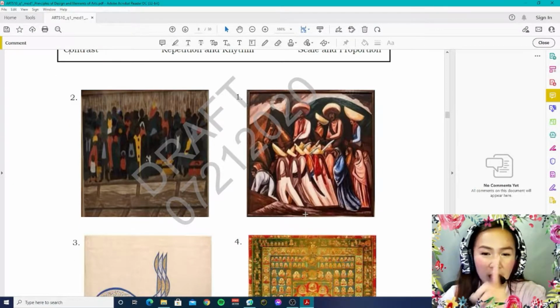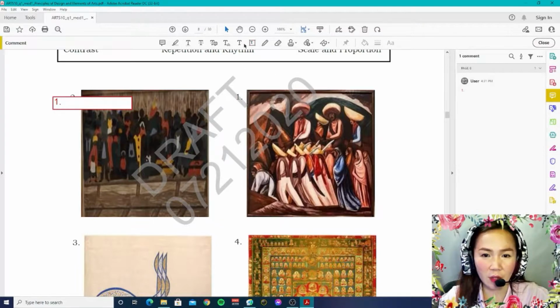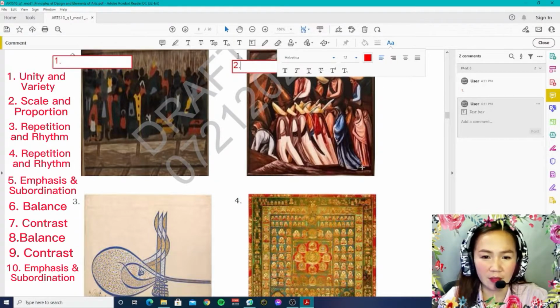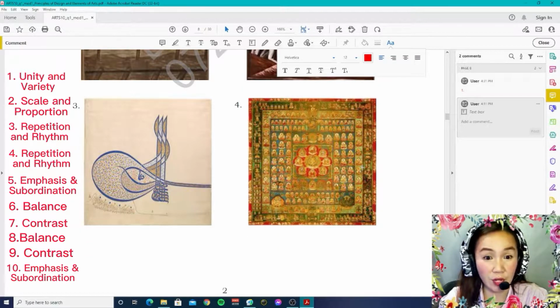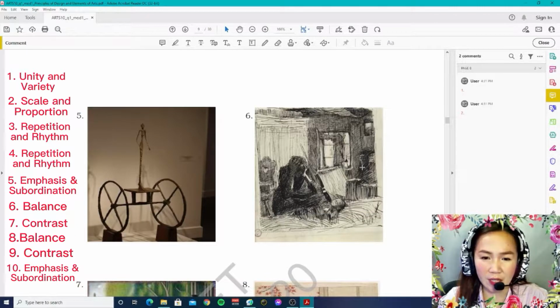1 and 2. By the way, guys, this is number 1. Okay? That's typo error. Okay? This is number 1 and this is number 2. Okay? And let's go here. We have 3 and 4. Tingnan nyo maigi. Ano kayang meron? Okay, look at your modules. Now we have 5 and 6.